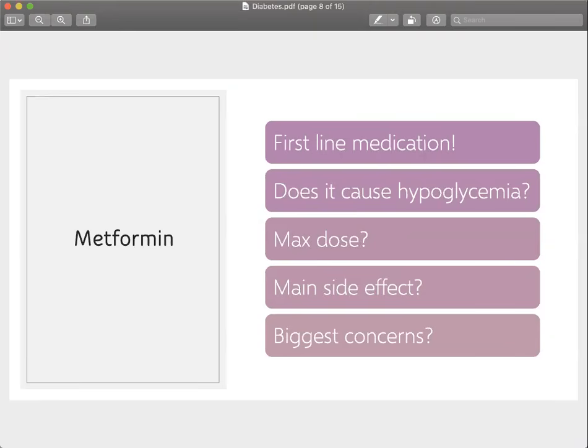PCOS. And like we've already said before, I just want to reiterate one more time, we can use metformin for pre-diabetics. This is an absolutely wonderful drug.